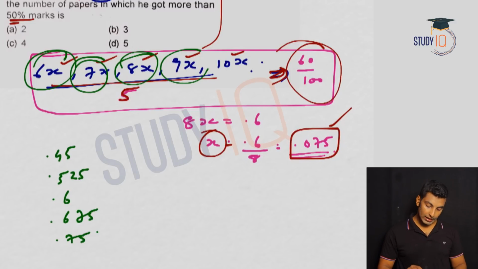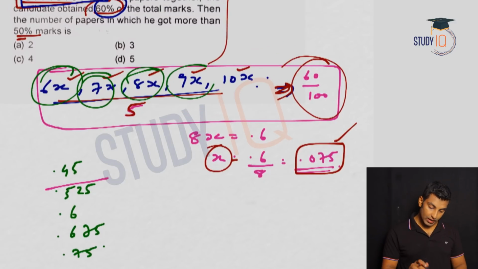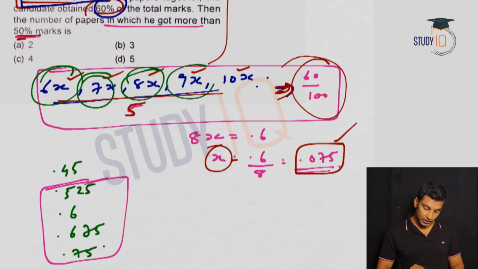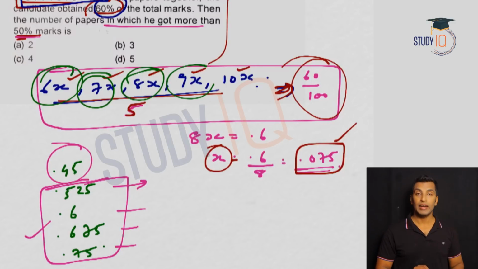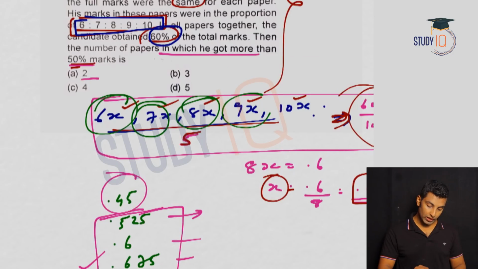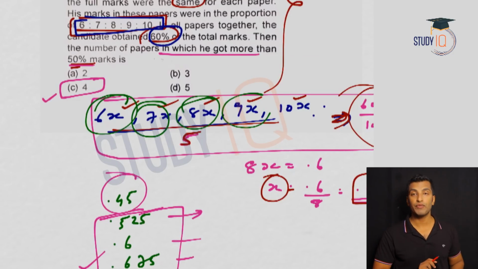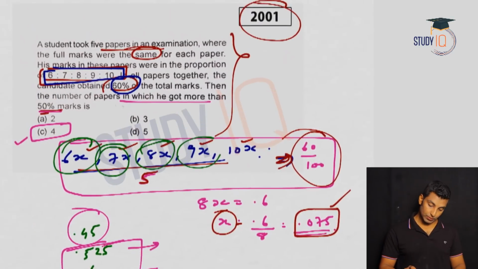Now from here you can understand what the question is: the number of papers in which he got more than 50%. Anyway you need to multiply by 100, which will give you 45, 52.5, 60, 67.5 and 75. So these are the 4 papers in which he got more than 50%, and this one is less than 50. I hope this is clear for all of you. 4 papers he got more than 50. So the answer for this question is C, for Calcutta.